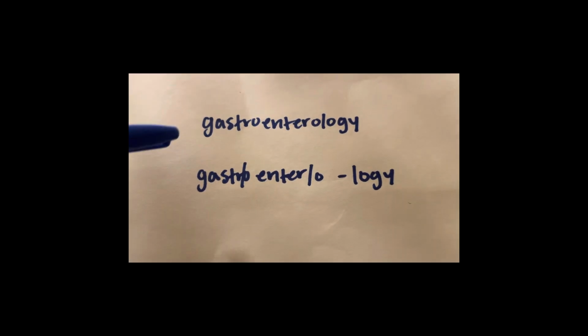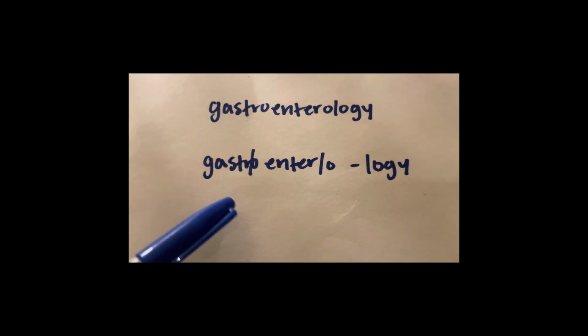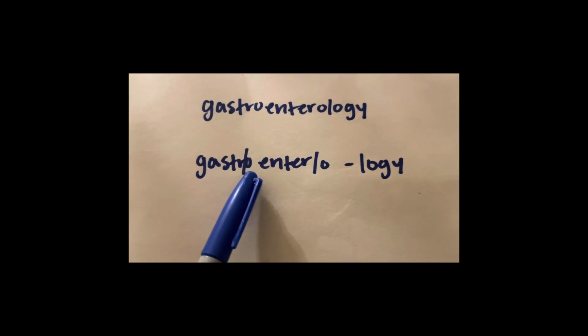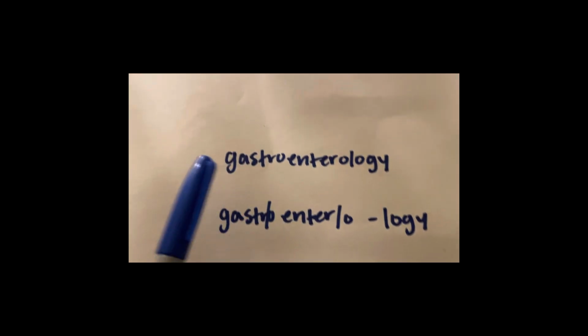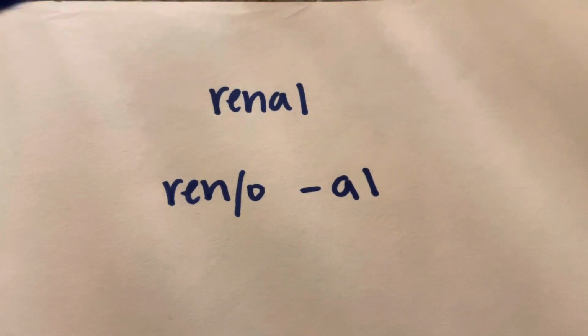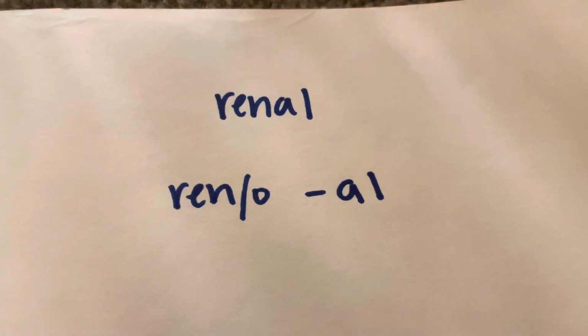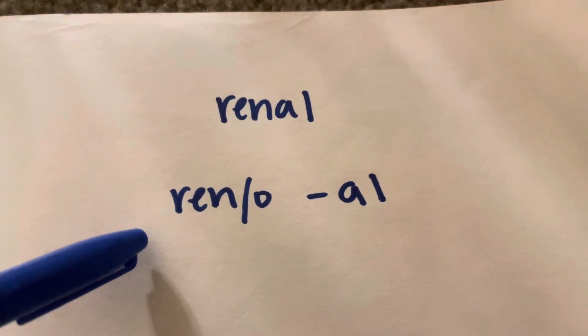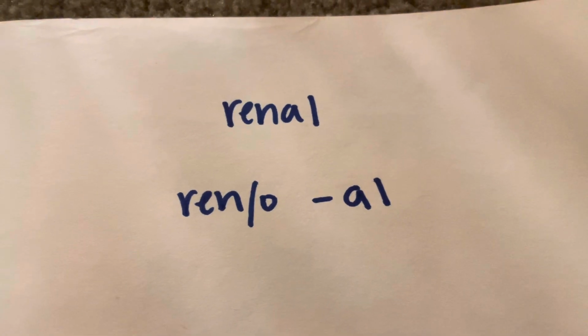The word gastroenterology is also a good example of the final rule, which says that if you have 2 root words in a word, you keep the combining vowels for both of them, which makes this word gastroenterology. So the last word we have is renal, and al means pertaining to, and ren means kidneys, so this means pertaining to the kidneys.